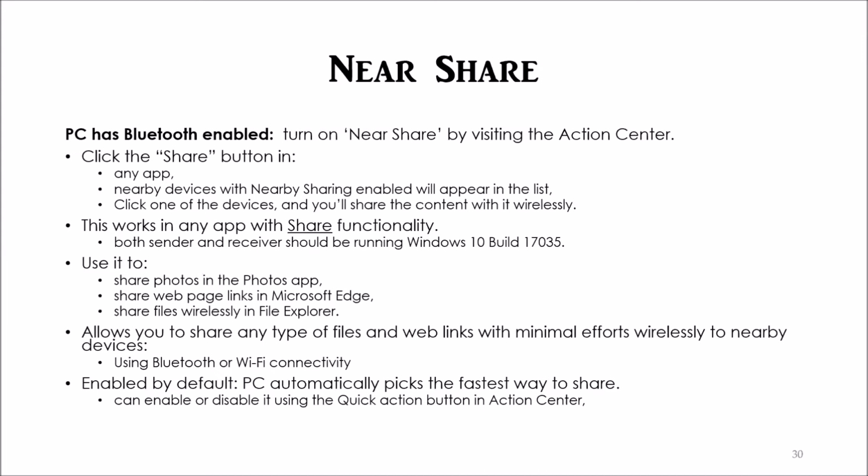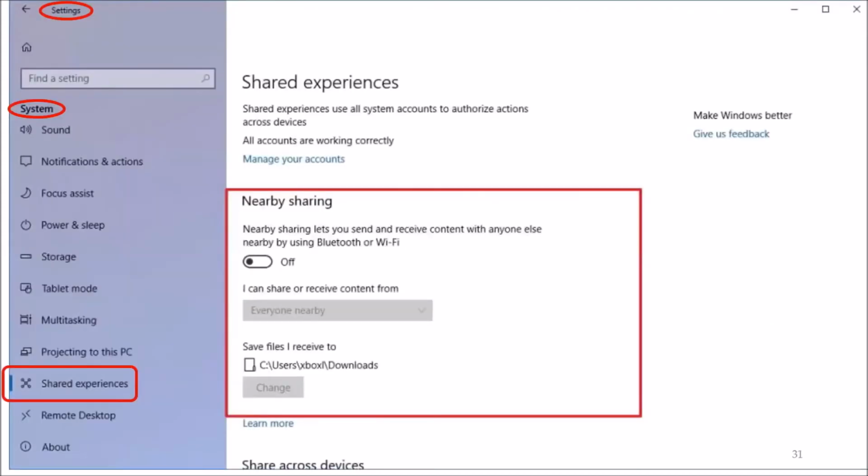What does this look like? Well, if you go into Settings and you go into System and you go into Shared Experiences, you have to turn it on. Okay, and now you have nearby sharing that's available, and you can do this simply by getting the devices close enough to each other. And I'm going to talk a little bit more down the line about Bluetooth and what's happening with Bluetooth.